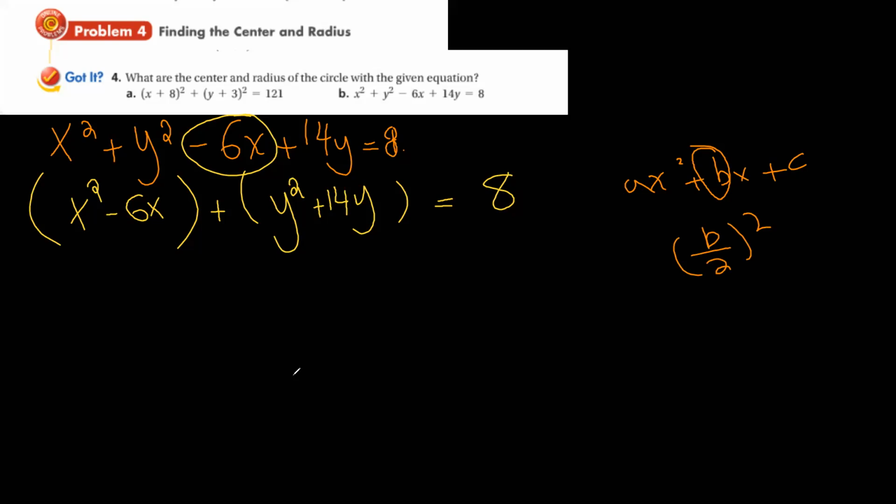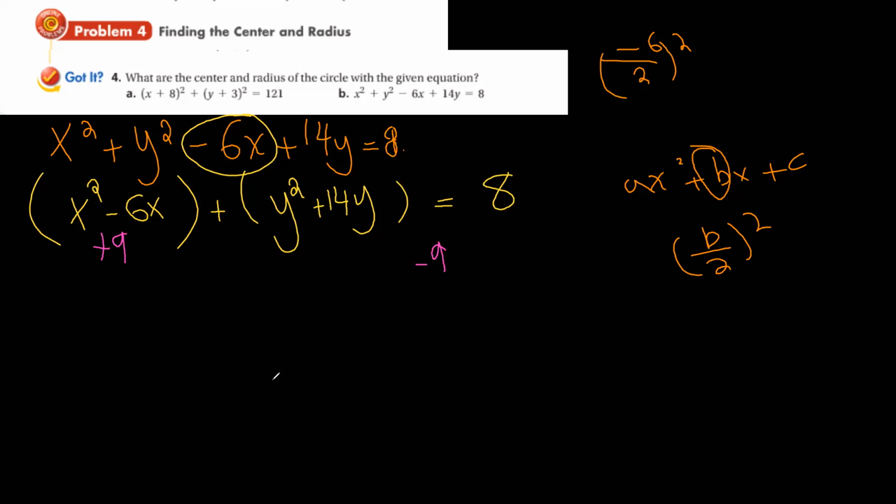Negative 6. It's negative 6 over 2, so negative 6 over 2 squared. Negative 6 over 2 is negative 3, squared is 9. So I will add 9 to this one here. And as we said before, if you add 9 to this term, you have to minus 9 here also.